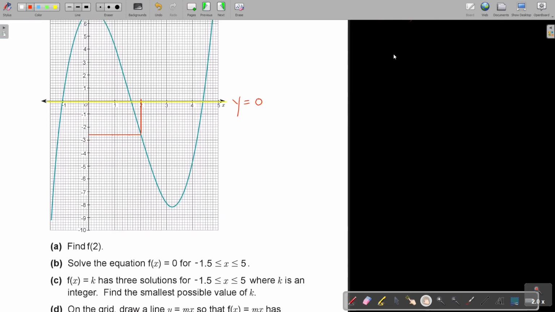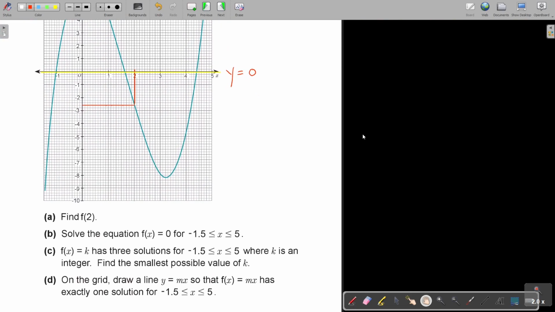And then I go on. Solve the equation f(x) equals k has three solutions for this, where k is an integer. Okay, do you know? So no fractions. Find the smallest possible value of k.